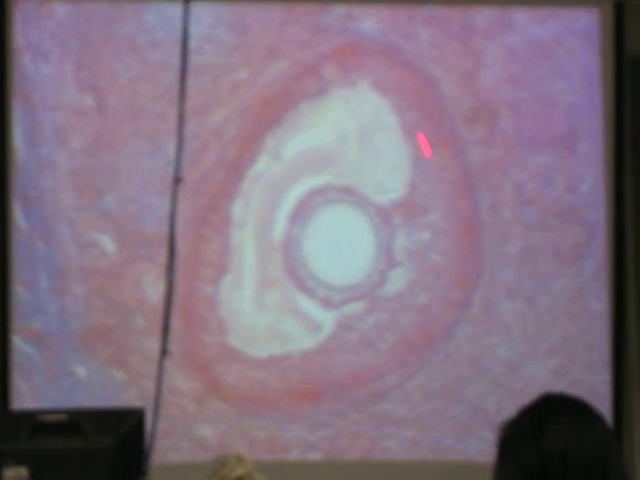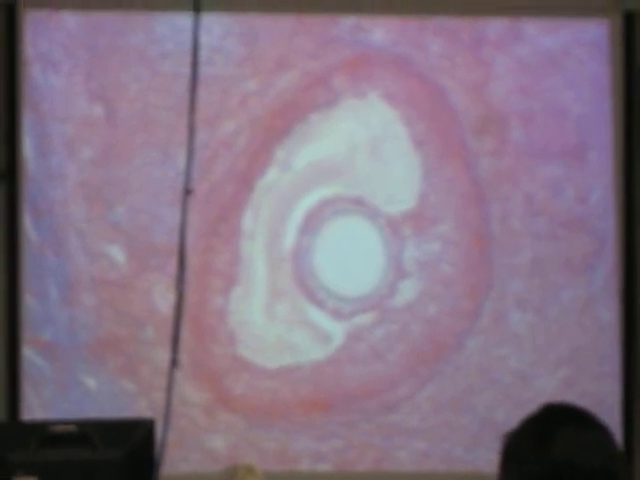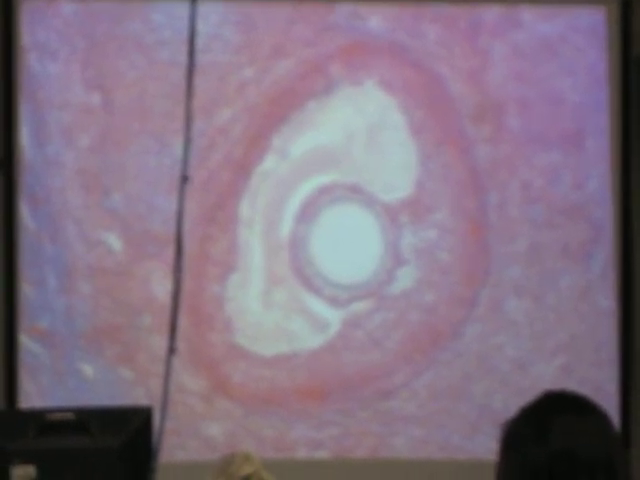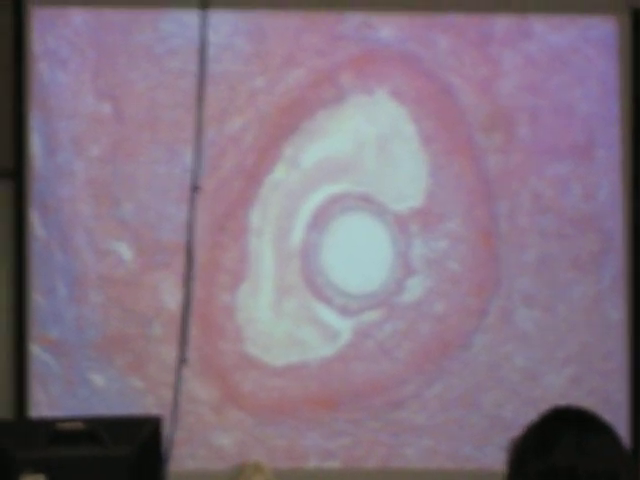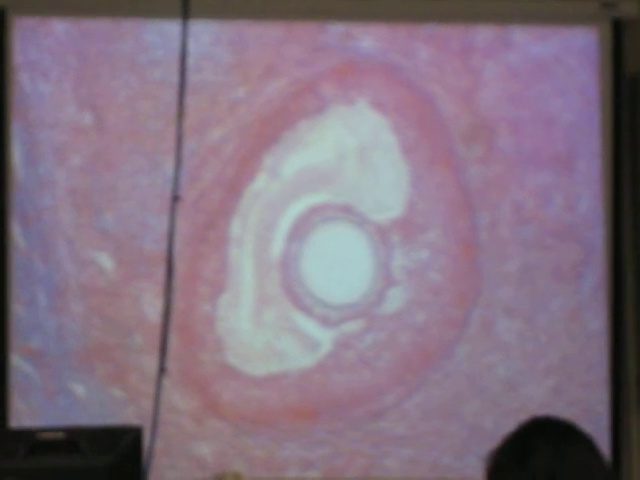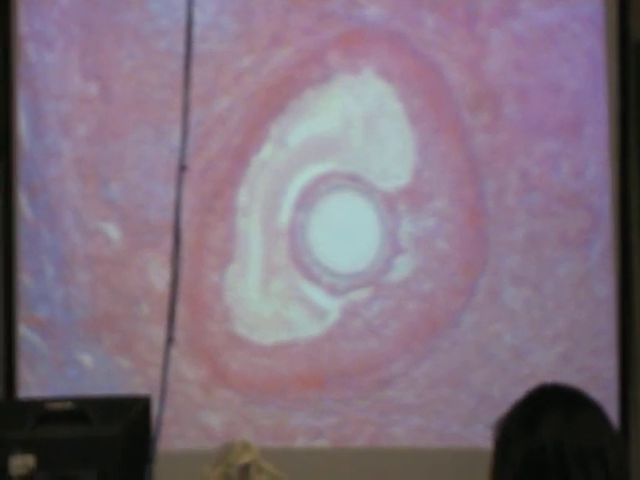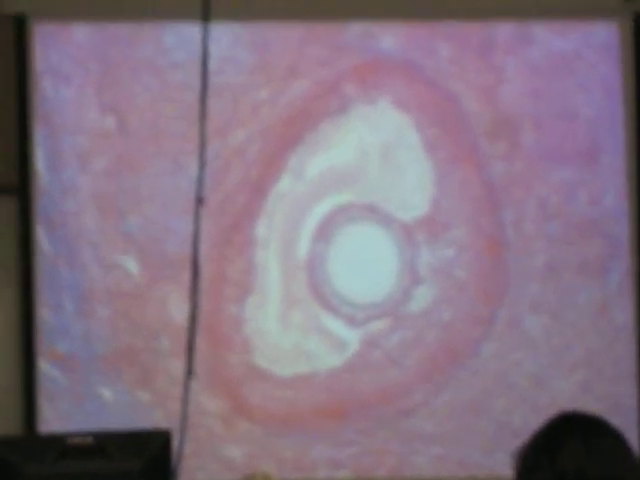Okay, so this Graafian follicle becomes a corpus luteum, which is important for hormonal production, preparing the uterus for implantation of the egg. Okay, so that's what you'll be looking for on the ovary slides.